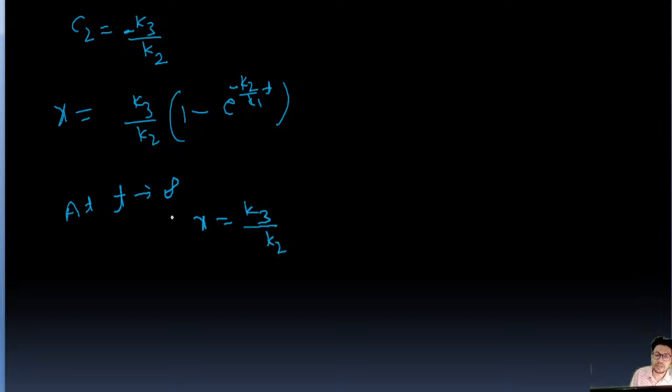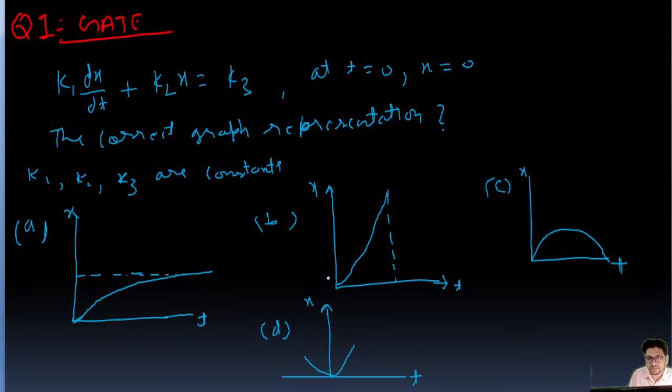It means at t equal to infinity, the value of x is k3 upon k2, which are constants, right? k3 and k2 are constant, so k3 upon k2 is constant, okay? So at t equal to infinity, the value of x is going to be constant. So now we'll check the graph and select the correct option, okay? So here you can see this graph is exactly telling the same. At t equal to infinity, the value of x is constant, right? Same value here, same value here, same value here.